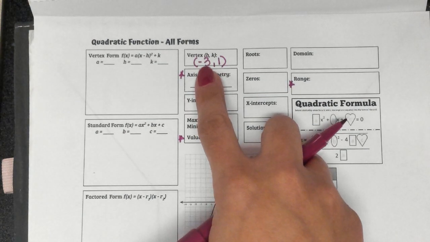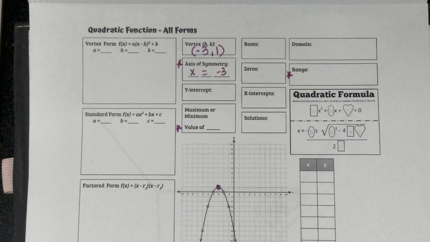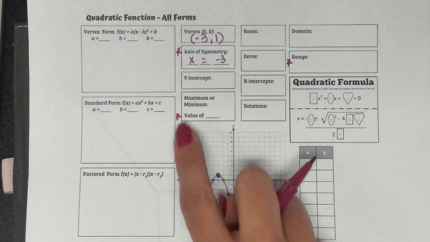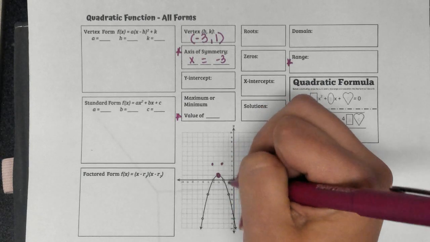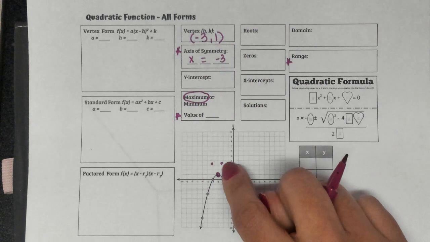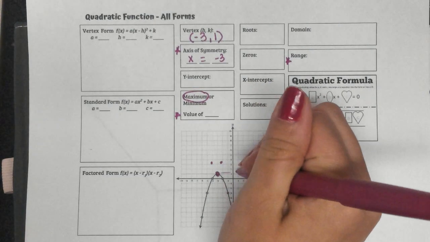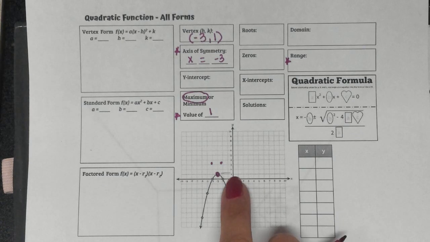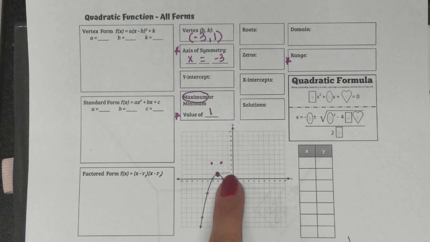Axis of symmetry is just the x value of your vertex, so x equals -3. And then we look at either the parabola, or in a little bit we'll look at the table to determine if it's a maximum or minimum. In this case, notice it's making a sad face. So it is at the tippy top, meaning it is a maximum value. And we'll come back to that sad face information here in a little bit. And it is a maximum value of 1. Because maximum measures height, the maximum height of this parabola is at 1.